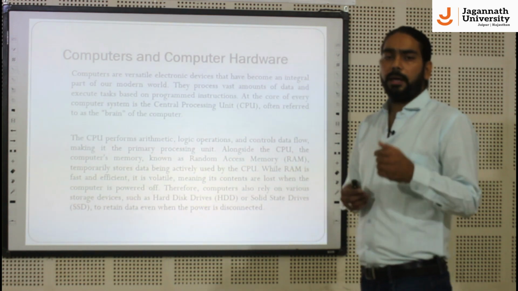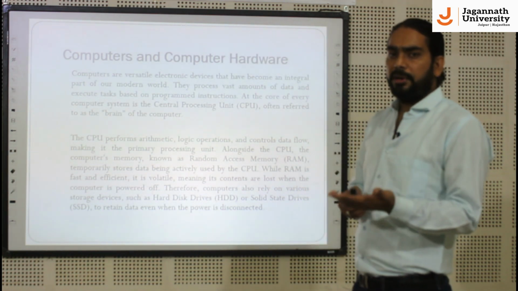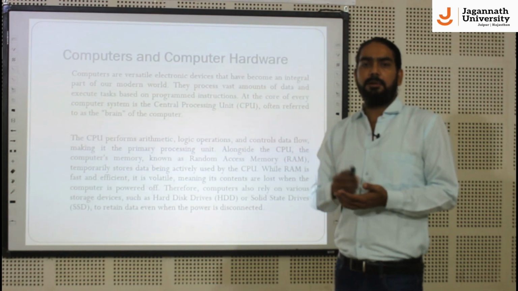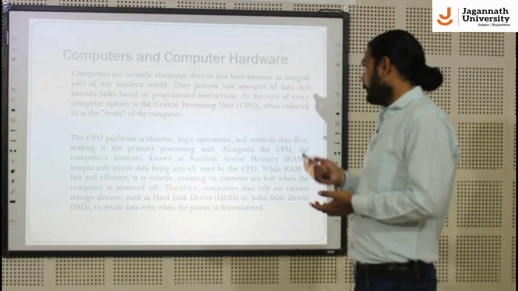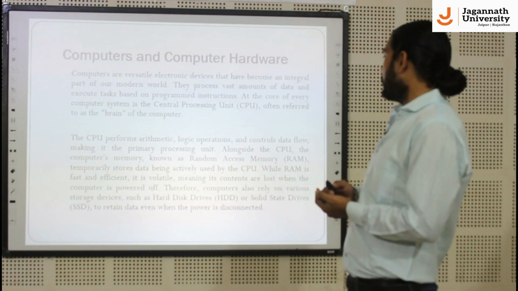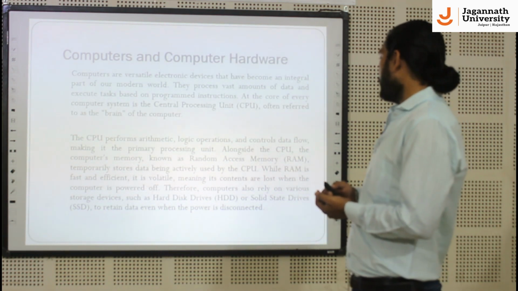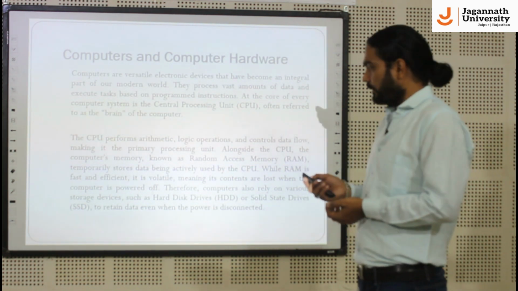So the CPU plays this role, and when we talk about an operating system, the OS is the interface between the user and the machine. The machine is basically the computer hardware. When we talk about the hardware part, the random access memory, read only memory, hard drives, and SSD storage devices are the main parts of the computer.